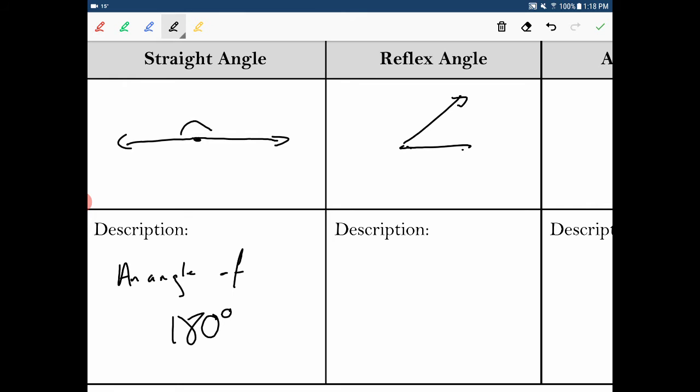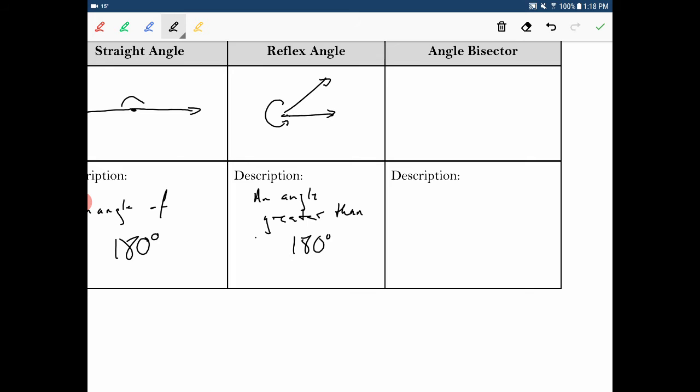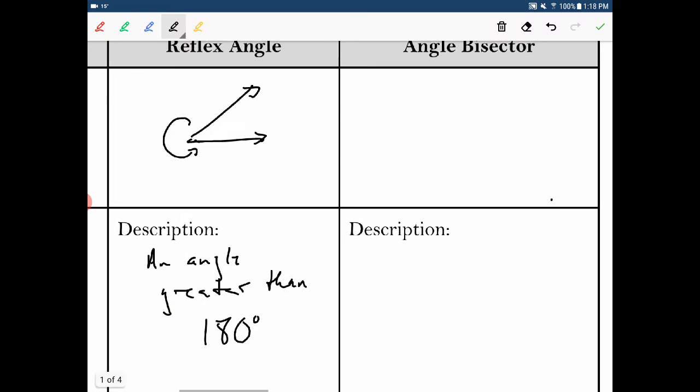A reflex angle, this one not everybody will know, but it's this angle here. It's an angle greater than 180 degrees. It's the angle on the outside. So an angle greater than 180 degrees.